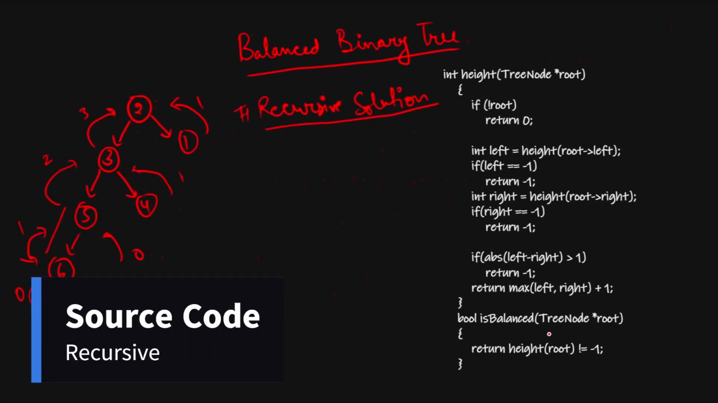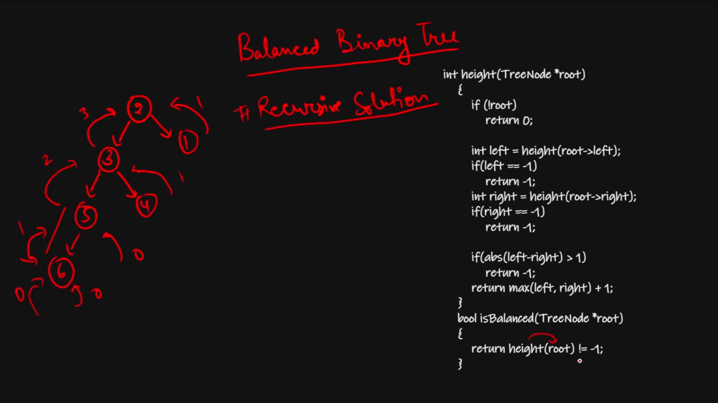So here what we are doing is, if the height of the binary tree is -1, then it is not balanced. If it is not equal to -1, then it is balanced. So what does -1 mean here? First of all, we check if it is null. If it is null, we already know the height of a null node is 0.